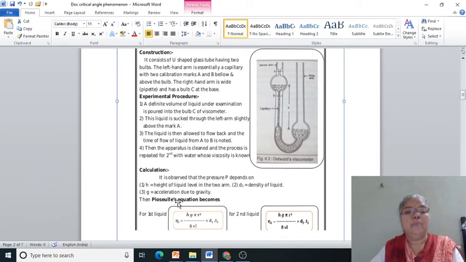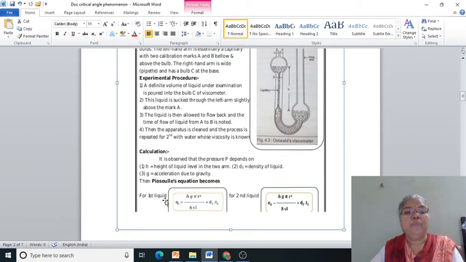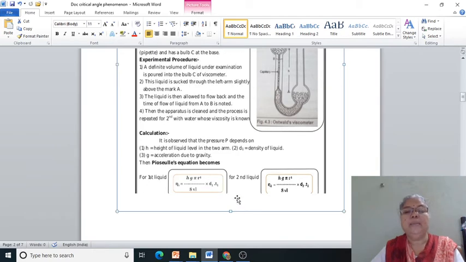Then according to Poiseuille's equation, for the first liquid we can write eta 1 is equal to H g pi R raised to 4 upon 8 V L into d1 t1, where d1 is the density of the first liquid and t1 is the time of flow of the first liquid. For the second liquid, eta 2 is equal to H g pi R raised to 4 upon 8 V L into d2 into t2.